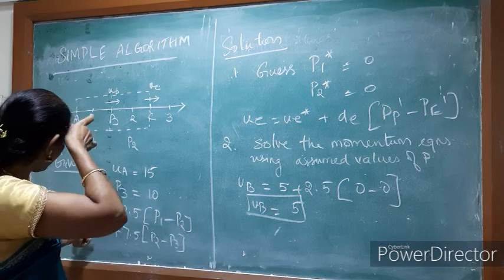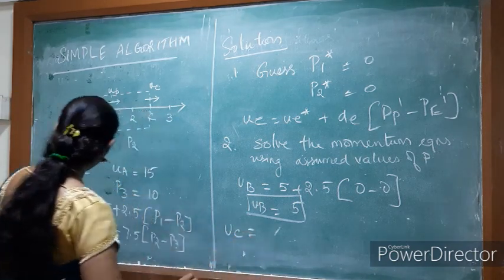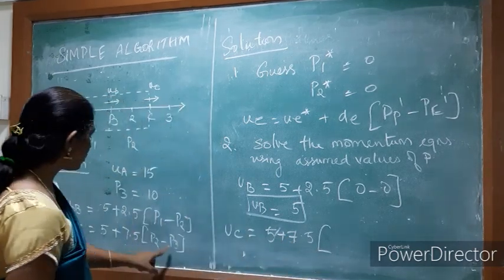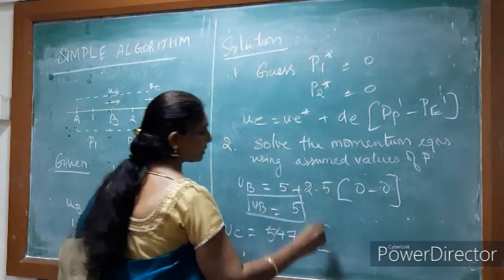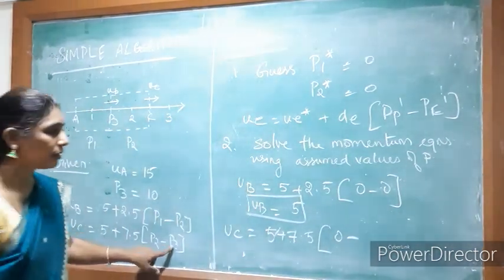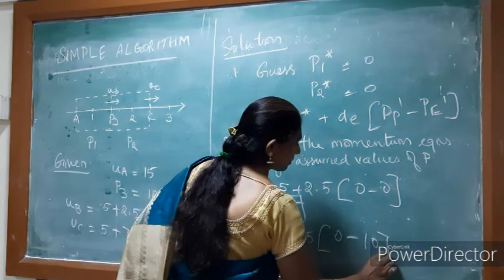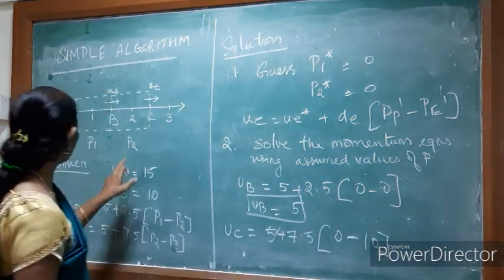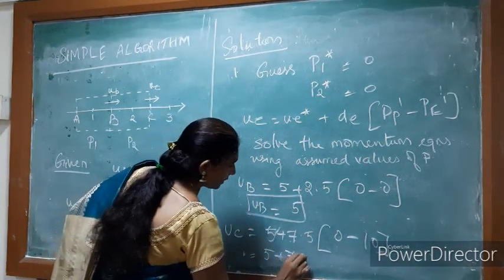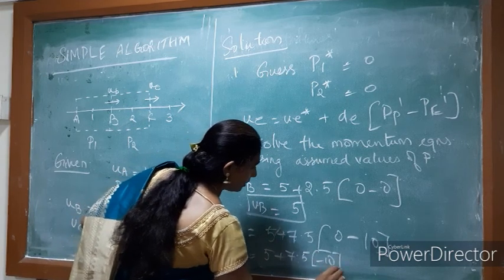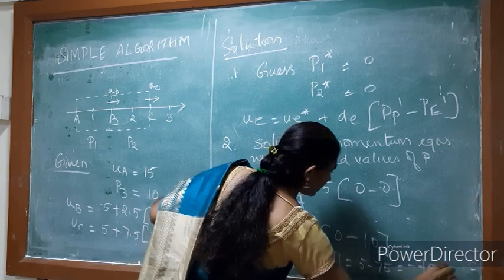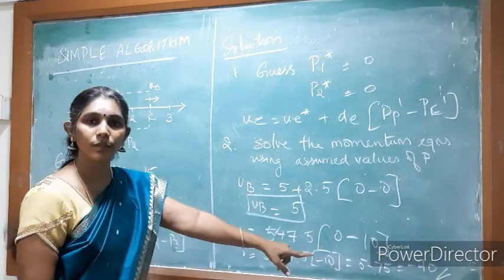Okay. Now again I am going to solve for UC, the same expression. P2 minus P3. So P2 is again 0. Coming to P3, we are not going to assume any value because it's already provided. So that is going to be 10. So it's given in the question. P3 equals 10. 5 plus 7.5 into minus 10. So it's going to be 5 minus 75. So it is minus 70. So UC value is minus 70.